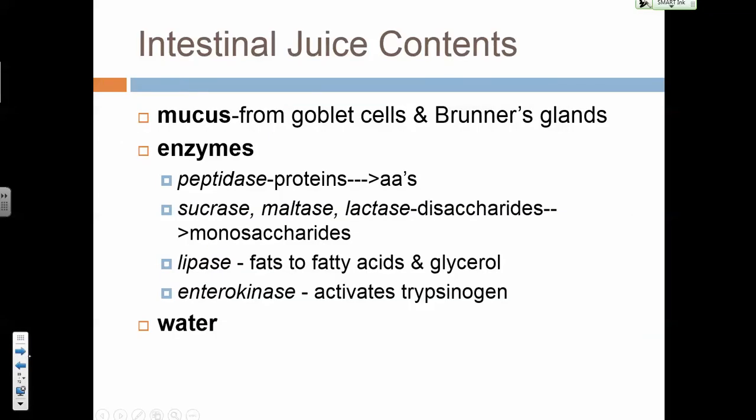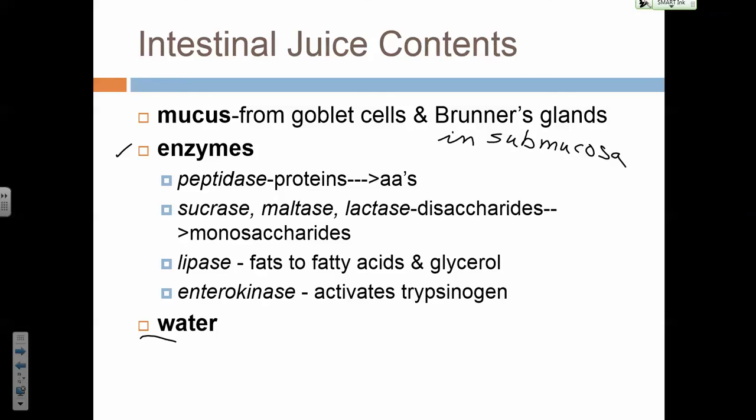Okay. So now we're going to look at the intestinal juice and its components. Of course, there's always a water component, but there's mucus from the goblet cells, and then the Brunner's glands. Those are mucus glands in the submucosa that empty into the little intestinal glands. Okay, and then there's an enzymatic component, and so here's some more enzymes, but these are easy.